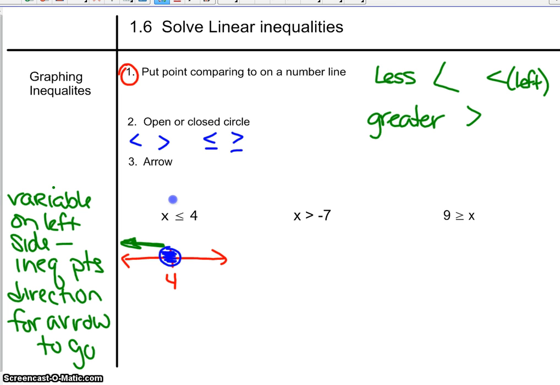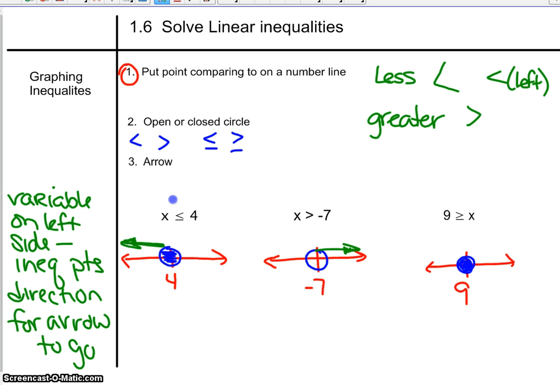If I went with my next situation, x is greater than -7. Number line, comparing to -7. No equals, we don't want -7 to be looked at as a solution, so we put an open circle. It's pointing to the right, so we're going to go to the right. Third example, 9, you have the equal sign.